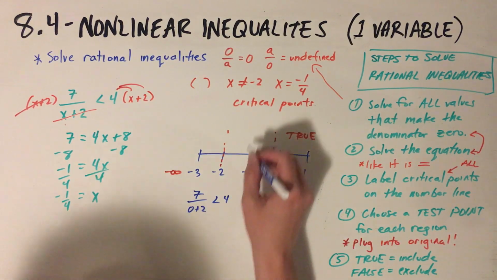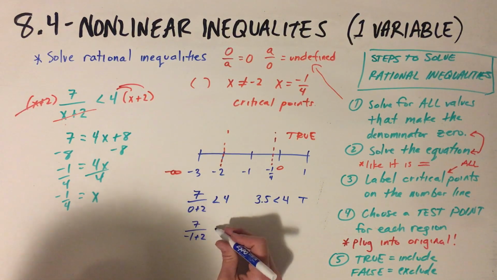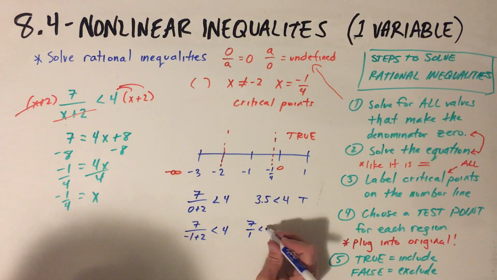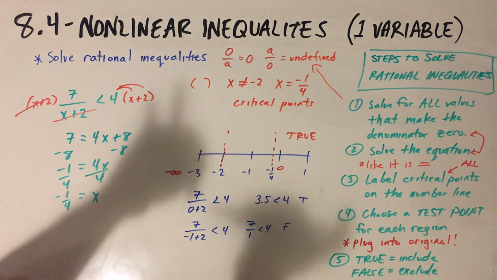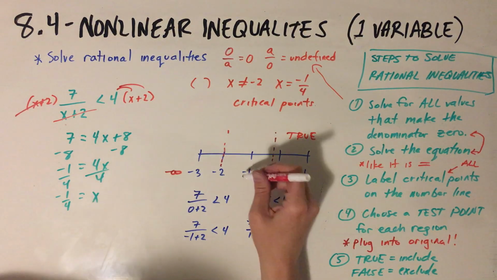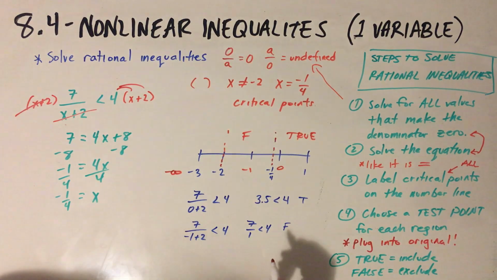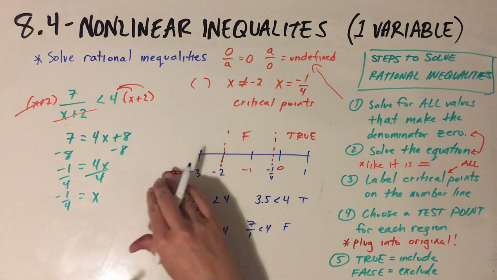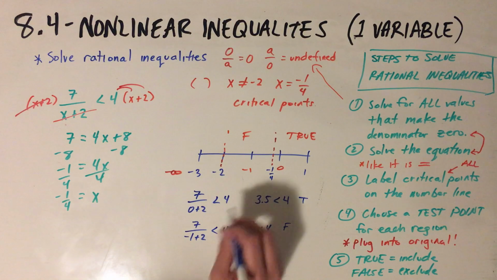Now I'm going to plug in negative 1 because it's in the middle there. I'm going to get 7 over negative 1 plus 2 is less than 4. That means that 7 over 1 is less than 4, so 7 is less than 4. This is obviously false, 7 is bigger. So the region in the middle, when I plugged in negative 1 as my test point, gives us a false result. Let's just check the last one, because it's not necessarily true that it's going to follow every other pattern. For now, we want to plug in test points for every single region.